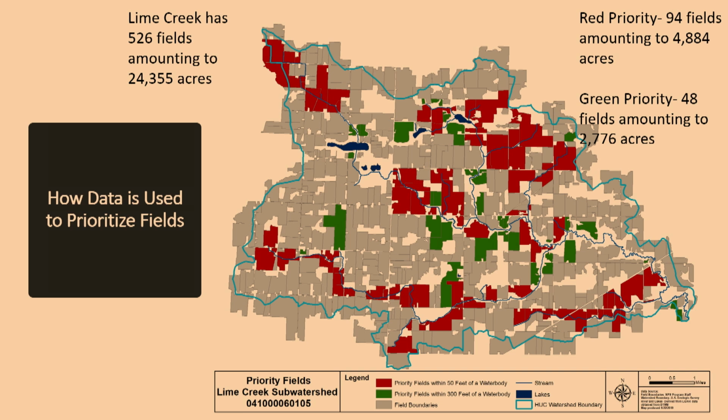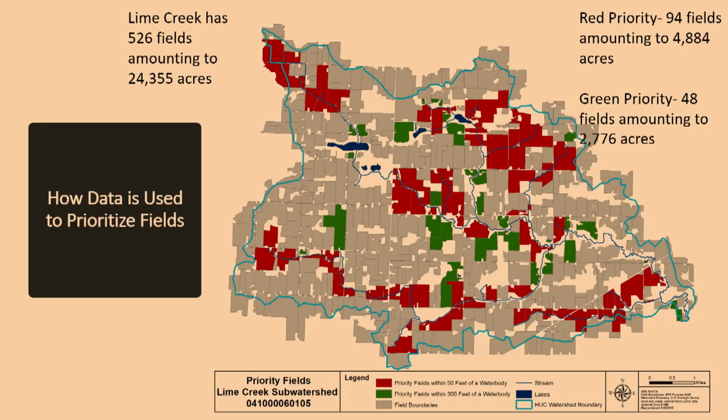Our intent here was to get somewhere between 25 and 35%, identifying the highest percent of fields. We're working in a voluntary program. Not every farmer is going to want to participate, so we need to have a number of fields identified that the conservation district staff and NRCS can go work with.